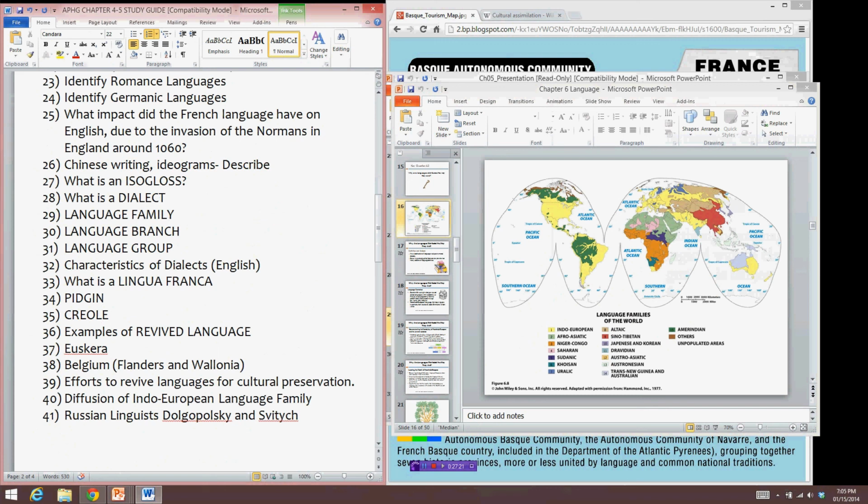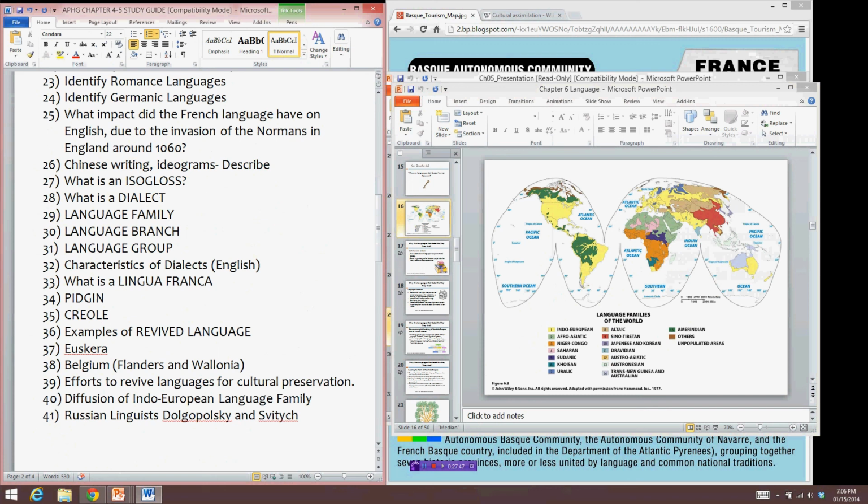A pidgin language is like a simplified, almost baby talk kind of version of a language used for the sake of basic communication between groups. And a Creole is a pidgin language that becomes essentially the first spoken language, or the language that people are going to start to learn over a few generations. Once it becomes the first language of a generational group, that's when it becomes a Creole.